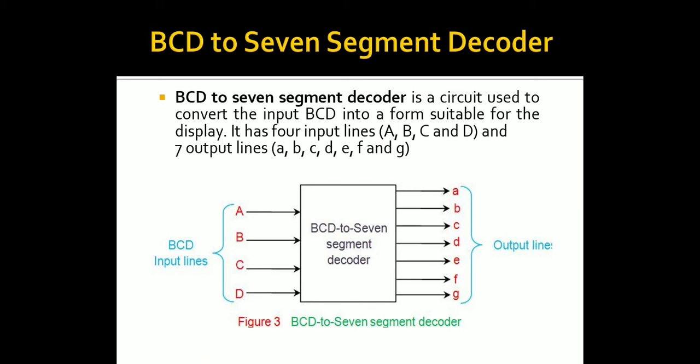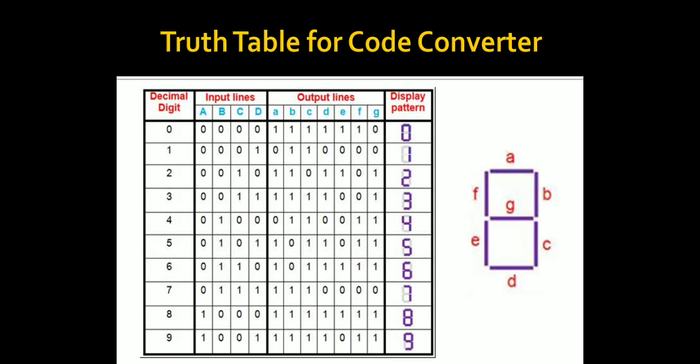Now we represent its working using a truth table. This is the truth table. On left hand side we see that decimal digits are from 0, 1, 2 up to 9. Input lines are A, B, C and D which are represented by 4 bits 0, 0, 0, 0, 0, 0, 0, 1 and the last 9 is 1, 0, 0, 1.